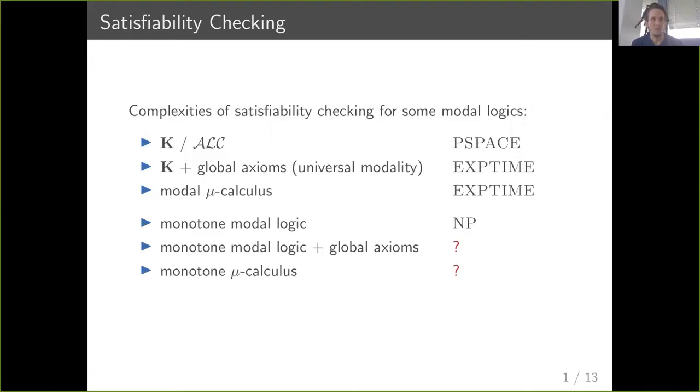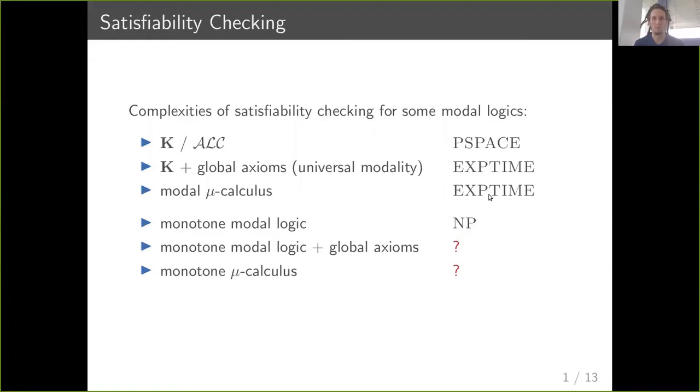And this changes if we add global axioms or the universal modality to modal logic, where these global axioms express that a certain formula is satisfied at every state in prospective models. Then the problem gets EXPTIME complete if we allow these global axioms. And this is essentially due to the fact that models are not trees any longer, but can be graphs. And similarly, if we add fixed point operators to modal logic, then we obtain the modal mu calculus, and the satisfiability problem for that is EXPTIME complete as well.